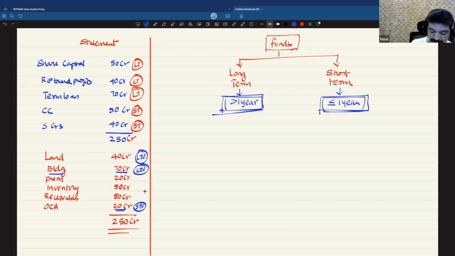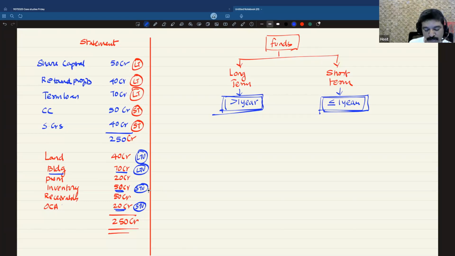I am investing that money in inventory, that is purchasing raw material, so I can convert it into finished goods. I can sell it in the market and get the cash in 30 days, 60 days, 90 days. Is it long-term or short-term? This is a short-term use.